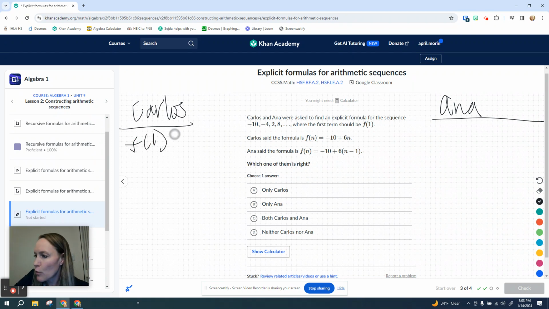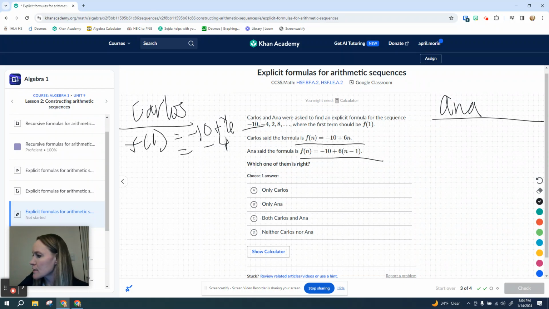Okay. F of 1 is, so this is Carlos's, this first one, negative 10 plus 6, because 6 times 1 is 6. And that equals negative 4. Does that check out? No, see, I'm supposed to get negative 10. Okay, let's try Anna's. F of 1, negative 10 plus 6 times 1 minus 1, that'd be plus 0. So f of 1 is negative 10.